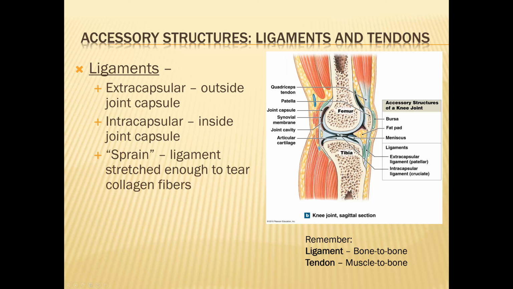A sprain is when you have a ligament that is stretched enough to tear the collagen fibers that make up that ligament. And as long as it's just a few of the fibers that are torn, then the ligament as a whole survives and the joint itself isn't damaged.